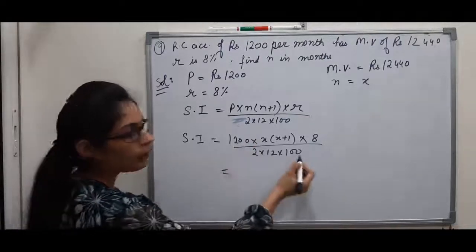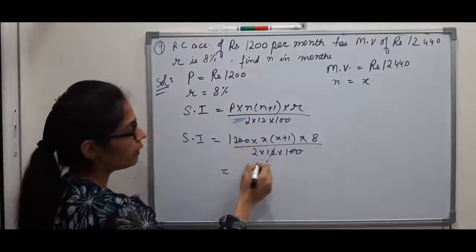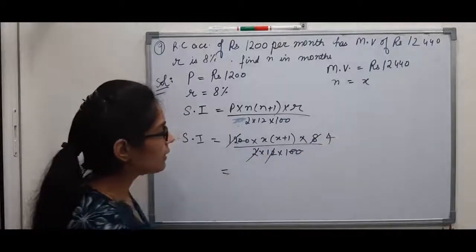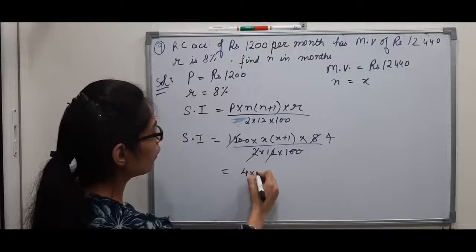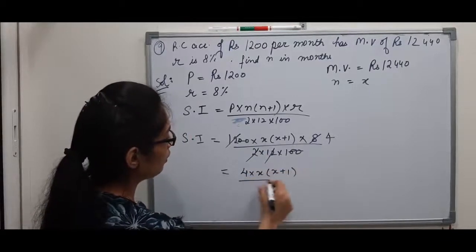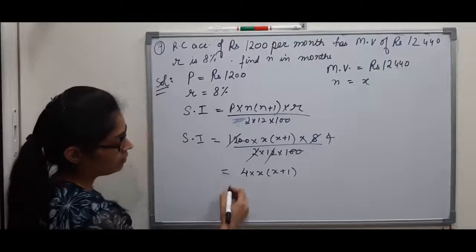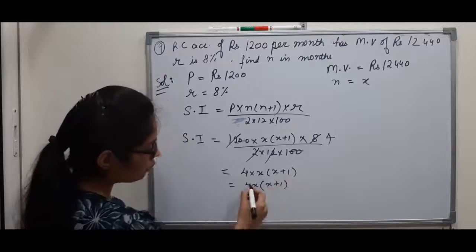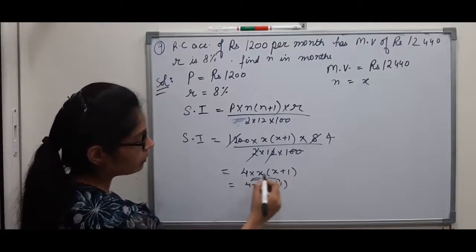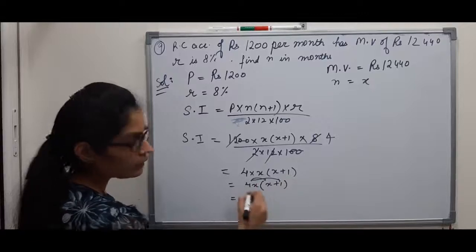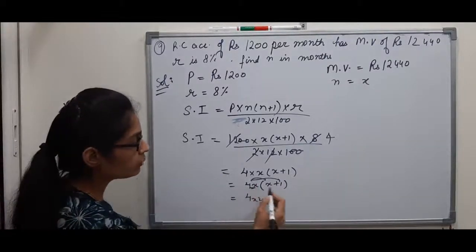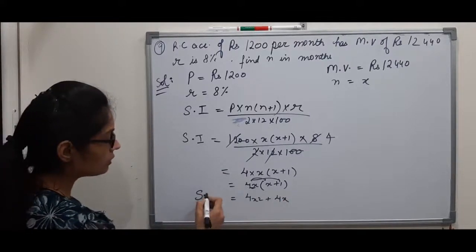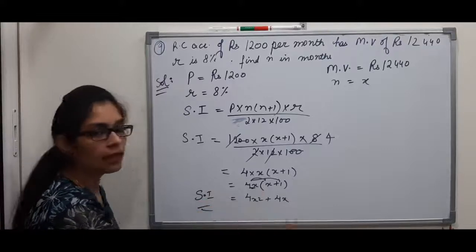See, 12 into 100, 2 zeros will get cancelled here, 12 and 12 will get cancelled, 2 into 1 is 2, 2 into 4 is 8. So I am left with 4 into x plus 1 over 1, so no need to write that. So all things I will multiply. It is 4x into x plus 1. This 4x will get multiplied with x and with 1 also. So it will be 4x square, x into x is x square, and 4x when multiplied with 1 is 4x. So from here I got the value of simple interest as 4x square plus 4x.